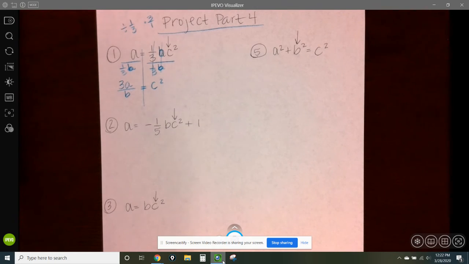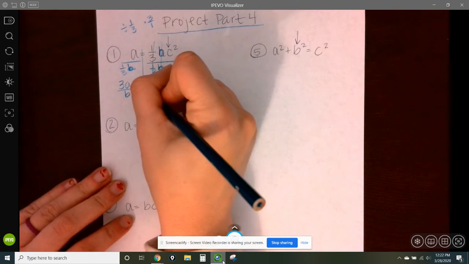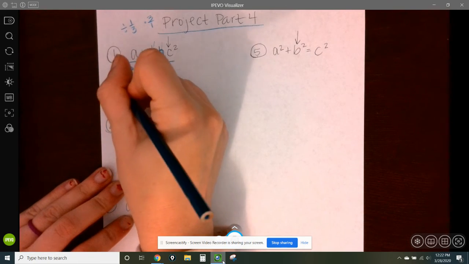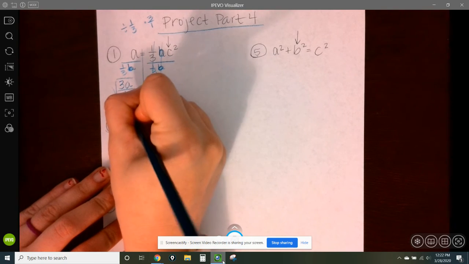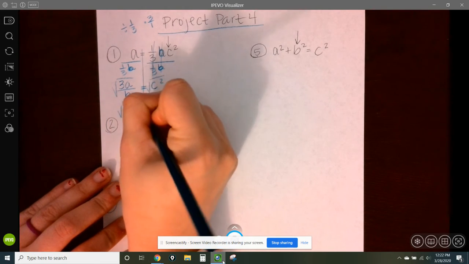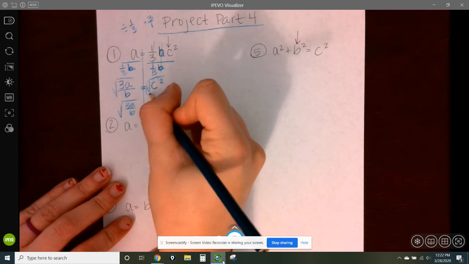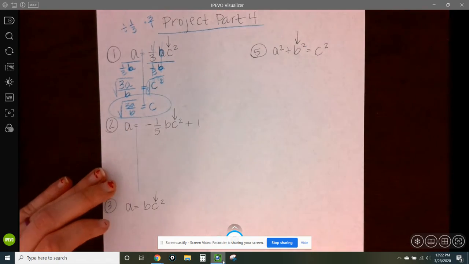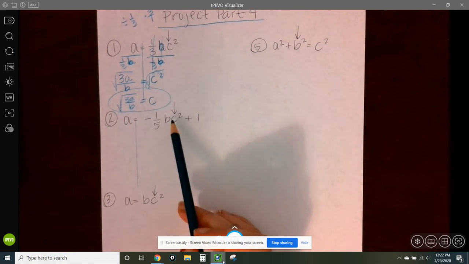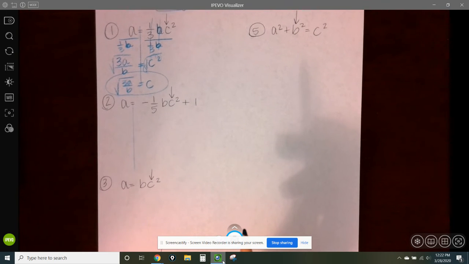So now to get c by itself, I have c being squared. The opposite of squaring something is square rooting it, so I'm going to put a square root over that. On the left, I have the square root of 3a over b, and on the right, I just have c, because the squaring and square rooting canceled each other out. You'll notice on all of these problems in this section, we're solving for something that's being squared or has an exponent. That's kind of the theme of this part of the project.